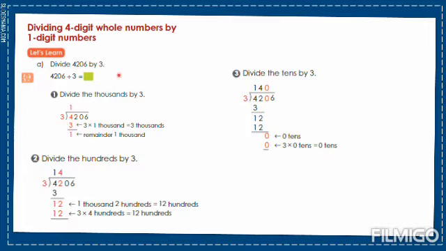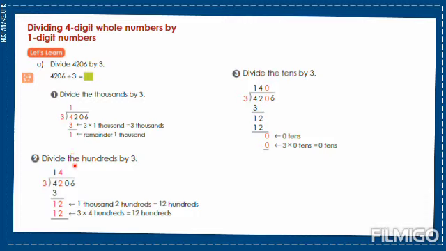So the first one is, let us divide the thousands by 3. So here, 4 divided by 3 equals 1. So when we go down, class, we'll use multiplication. So 1 times 3 equals 3. And we will use subtraction here. 4 minus 3 equals 1. And after that one, class, we'll go now to step 2.